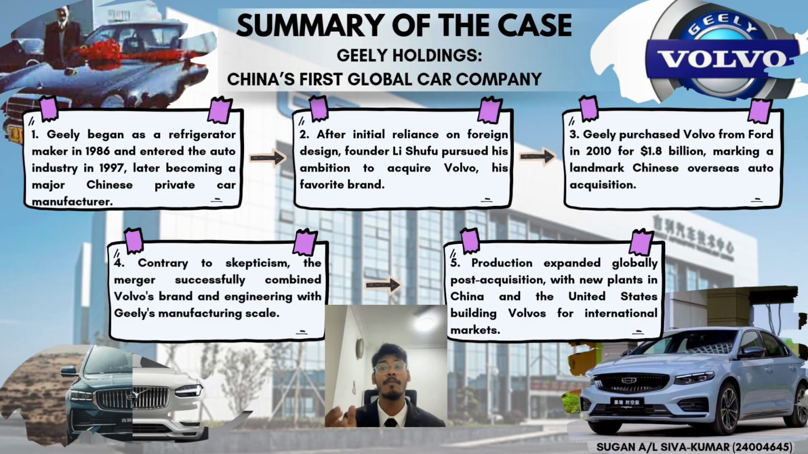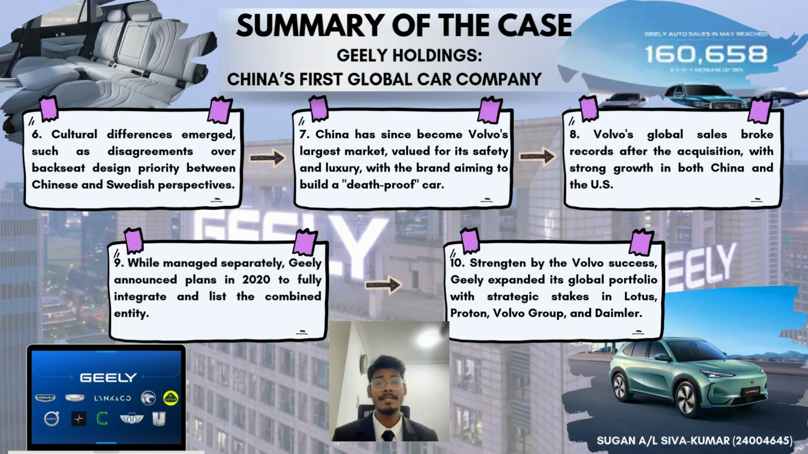Volvo transformed from a Europe-centric manufacturer into a truly global brand. Then, cultural differences emerged, such as disagreement over backseat design priority between Chinese and Swedish perspectives. China has since become Volvo's largest market, valued for its safety and luxury, with the brand aiming to build a death-proof car. It reveals how the acquisition fundamentally changed Volvo's market dynamics, making China its core.